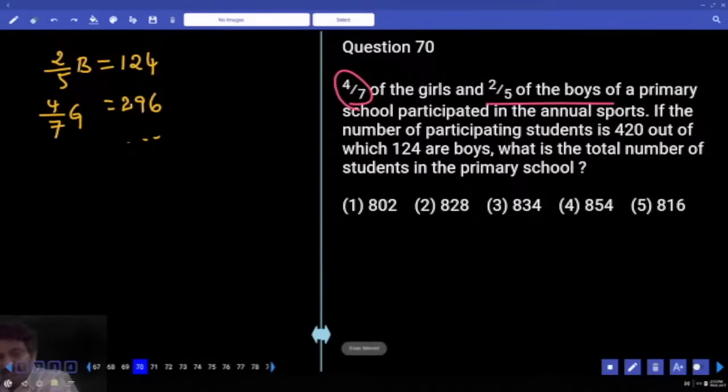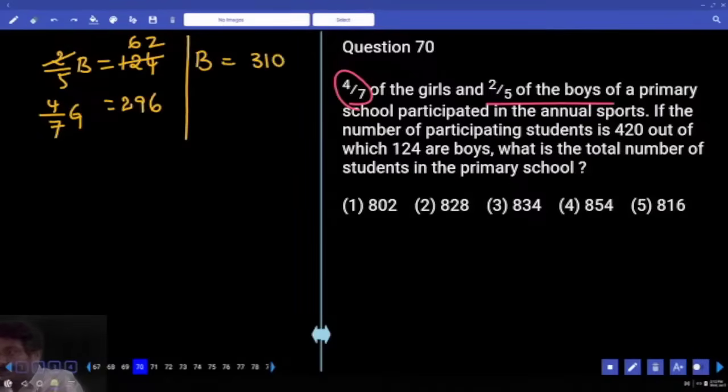Come on. Let's calculate boys and girls now. 2, 62 times. Then boys are 62 times 5, which is 310. 4 cancellation, 74 times. Then girls are 74 into 7, which ends with 8. Sum ends with 8. There is only 1.